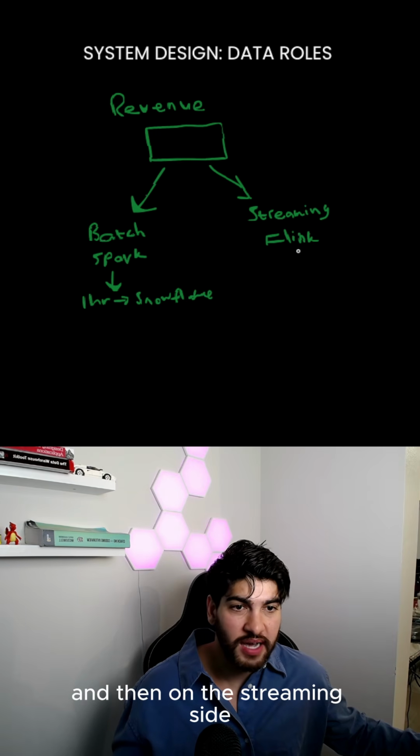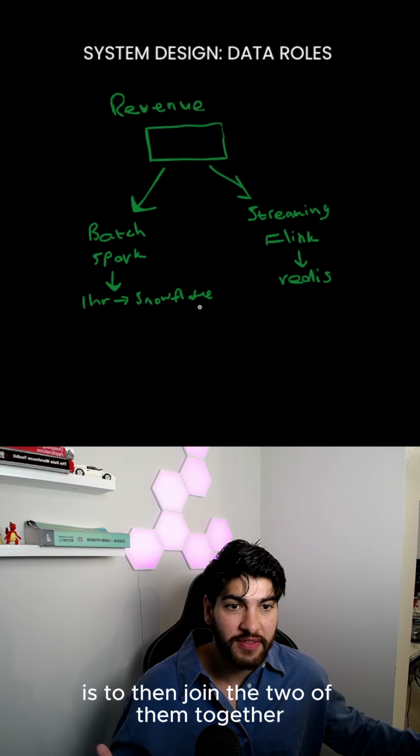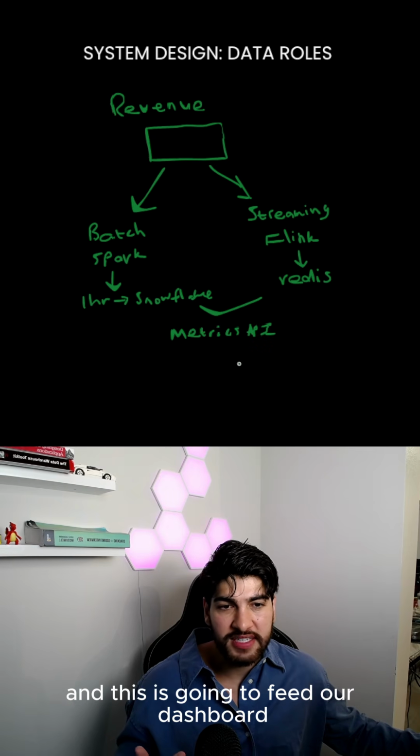And then on the streaming side, we'll maybe drop all of this data into something like Redis. And then the key for this pipeline design is to then join the two of them together. Let's just call this the metrics API. And this is going to feed our dashboard.